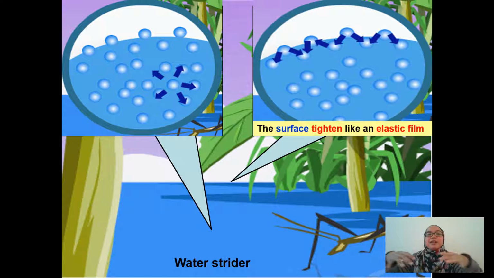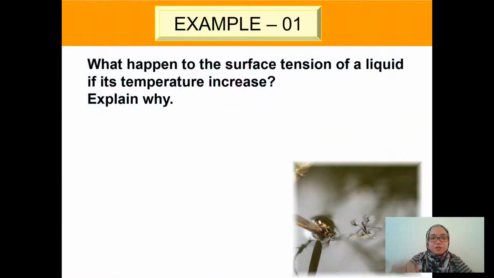So disebabkan of the intermolecular forces between the molecules, so the water molecules has forces dekat sideways dengan downwards of the surface water molecule. So the surface will tighten like an elastic film so that the water strider can walk on it. Okay. So now, let's think. What happened to the surface tension of a liquid if its temperature increases?